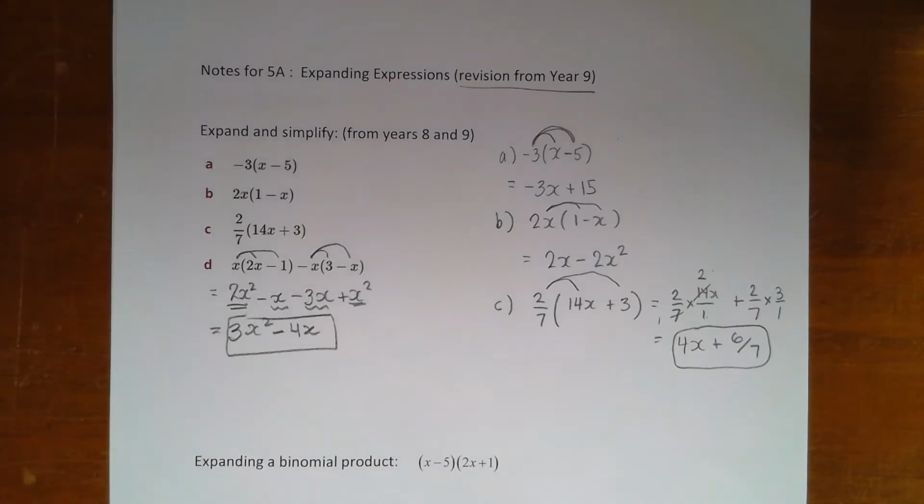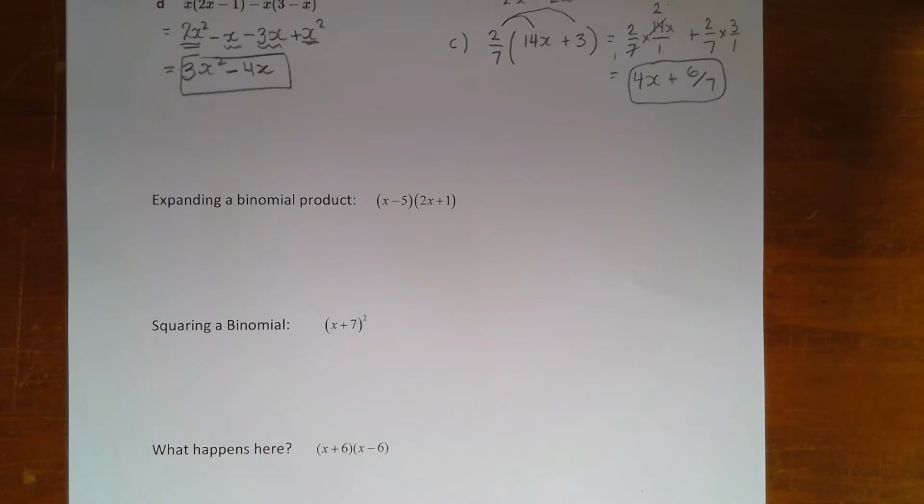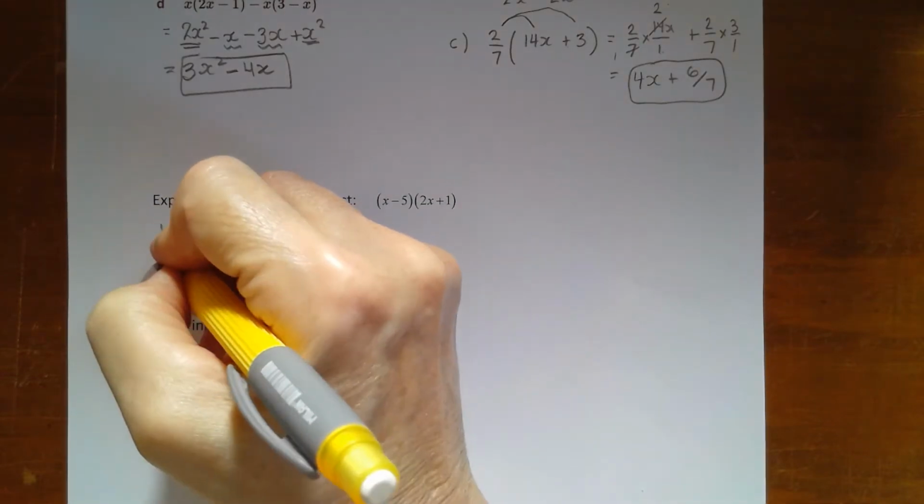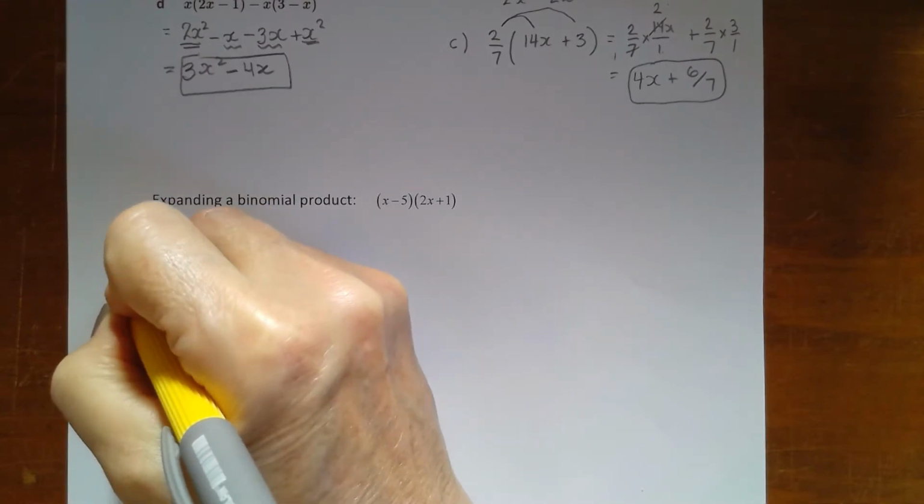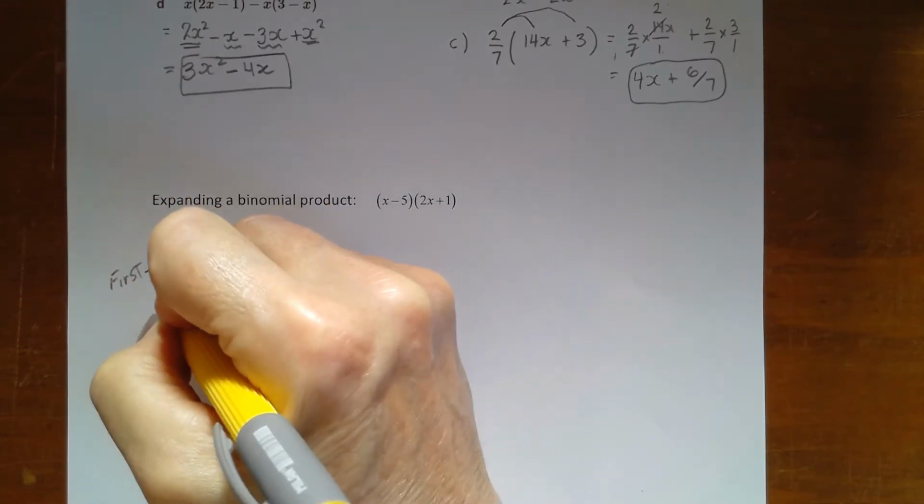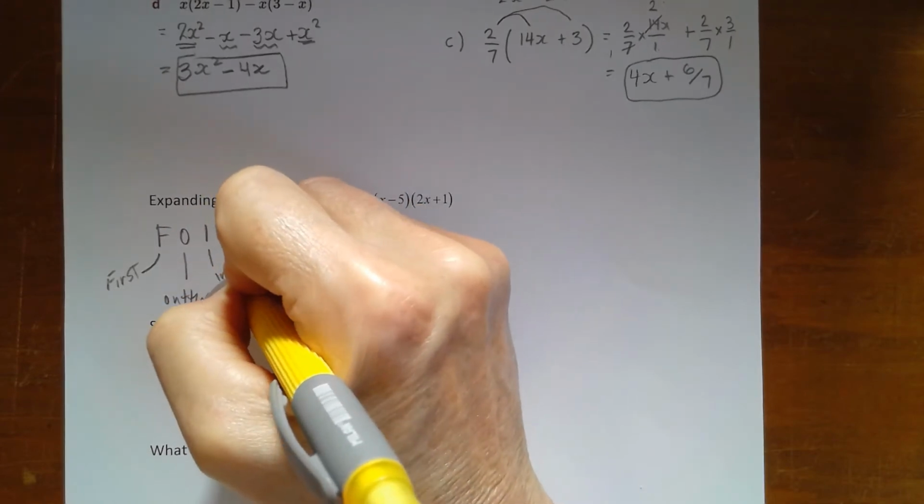Okay, so sometimes we're asked to expand binomials, and I know you did this in your Year 9, but maybe you don't remember. I usually call this FOIL, or first, outer, inner, last.